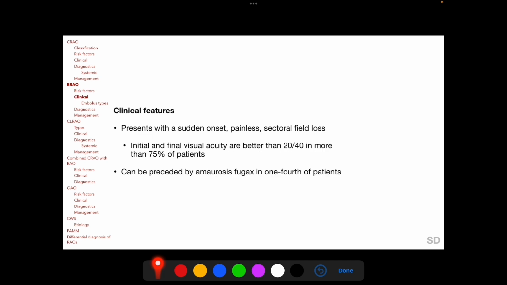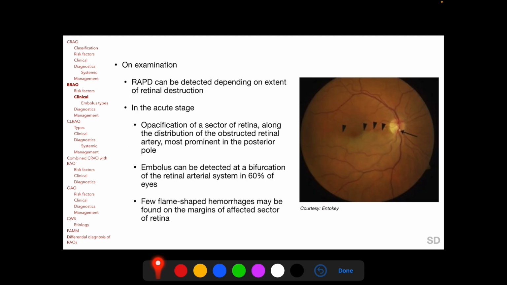Patients with BRAO typically present with a sudden onset painless sectoral field loss, and the initial and final visual acuities are better than 20/40 in more than 75% of patients, and because of this, treatment is not recommended in the majority of BRAO patients. In 1/4 of BRAO patients, the sudden onset painless sectoral field loss can be preceded by amaurosis fugax. On examination, relative afferent pupillary defect can be detected in eyes with BRAO depending on extent of retinal destruction.